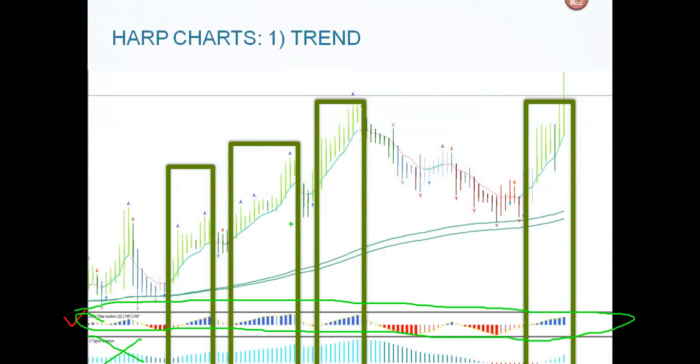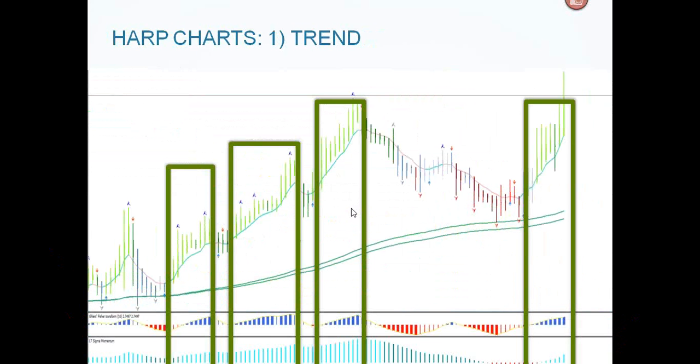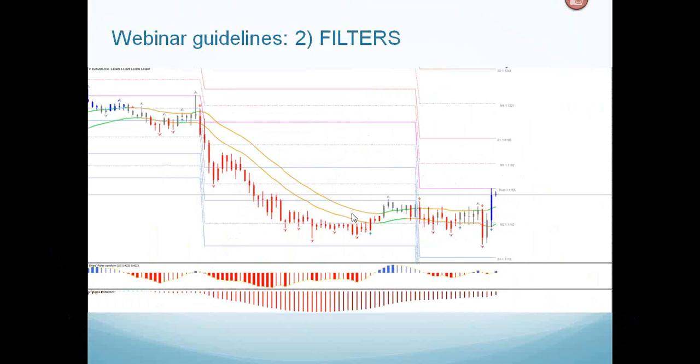Let me double check here. I think it should be clear. You got green candles, you got dark blue oscillator. You have dark red candles, and you got dark red oscillator. Straightforward, right? That's the trend on a trending chart. Now that trend could be on any time frame. This HARP system, HARP charts, can be used basically on any time frame. As long as you find a trend, you can use that as just a first starting spot.